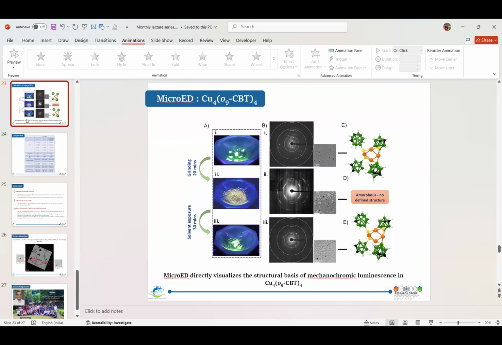Bhaiya, what I understood is that after grinding, the emission changes because there is a loss of long range order. For the formation of a crystal, we have many clusters which are arranged periodically. When we grind them, this crystalline order, the long range order, gets disrupted. That's why the emission changes and it becomes amorphous. But as we expose it to solvent, the solvent molecules try to reorganize those clusters, and the long range order comes back. That is why the emission returns. So the role of solvent here is to reorganize and recrystallize the sample.